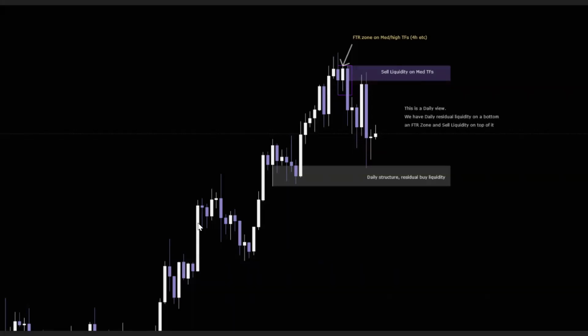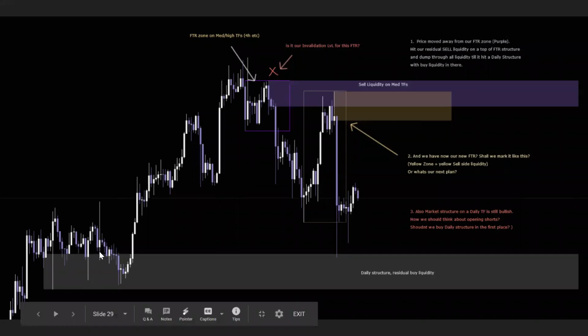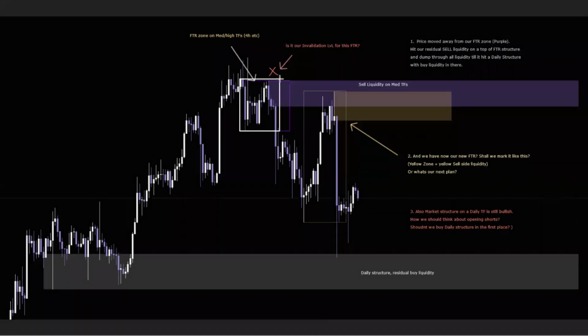Okay, I've been through this one already. Yeah, so I really like the way you've marked the levels here. This is an FTR, as you say, on the 4-hour. It wasn't apparent on the daily chart. Is it our invalidation level for this FTR?